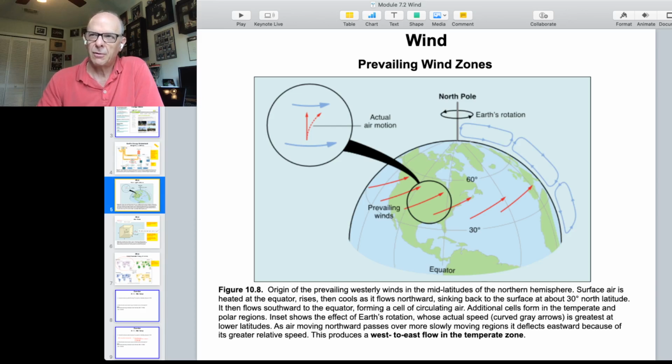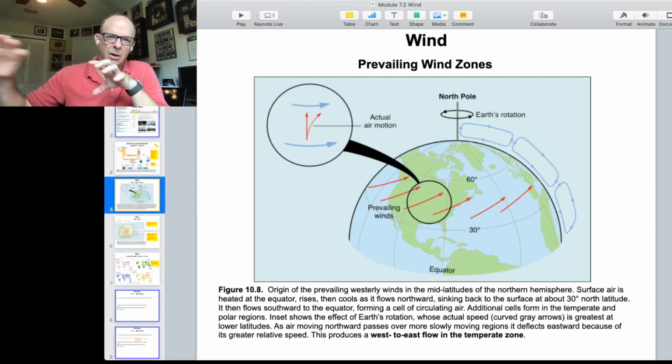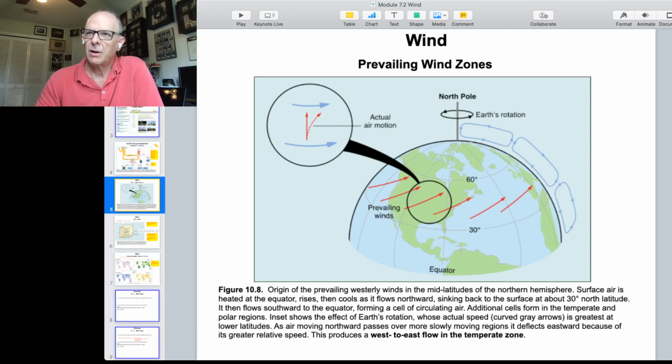And because of that rotation, we'll come back to that later, these rising and sinking cells that you see over the edge of the Earth here get smeared, and within those cells you get prevailing winds that between 30 and 60 degrees latitude are heading to the east. Between 0 and 30 degrees latitude, they're heading in the opposite direction because the flow of air near the surface between 30 and 60 is heading northward, and between 0 and 30 it's heading southward. And that results in a different drift of the air east or west.